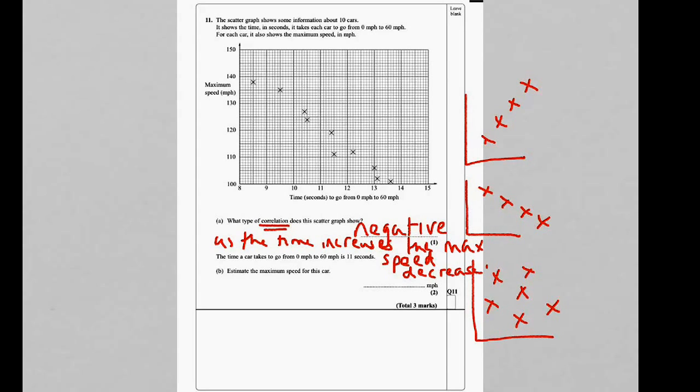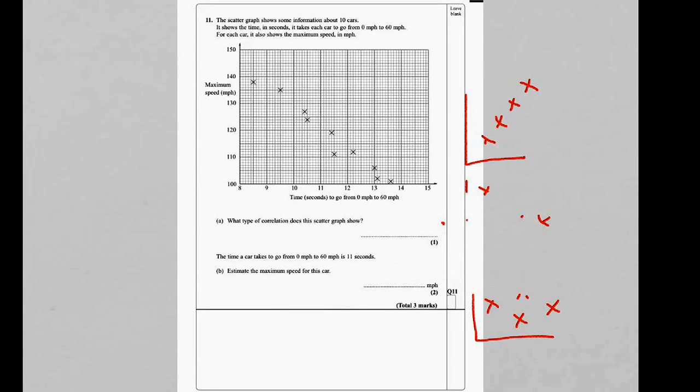Now in this question that's not necessary, but I think that sometimes this question A says describe the relationship that you see, and lots of people who write negative correlation then don't get those marks. So it's important to put two statements, I think, but in this case negative would do. Part B says, as the time a car takes to go from 0 to 60 is 11 seconds, estimate the maximum speed for this car.